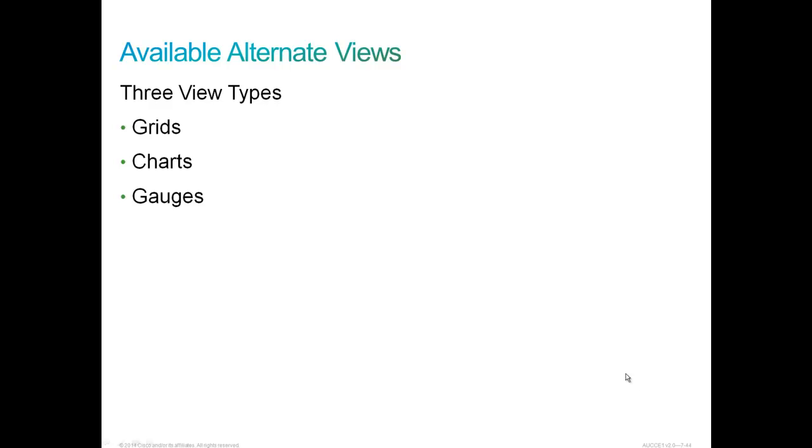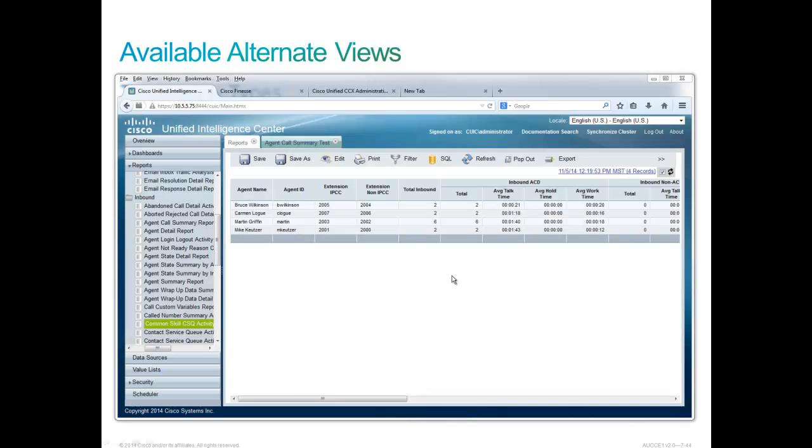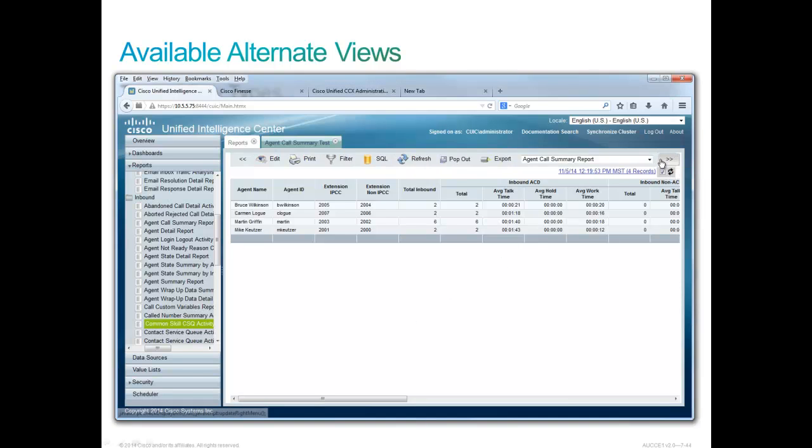Cisco makes available alternative views of these reports in the forms of grids, charts, and gauges. For example, here is a grid view of our report agent call summary test that we created and copied, and there are alternative views. If I poke up here at the little arrows over here, I see a menu for different types of views for the same information in this report. Let's look at average stock hold work time for inbound ACD, and we'll see that this is going to be a chart view.